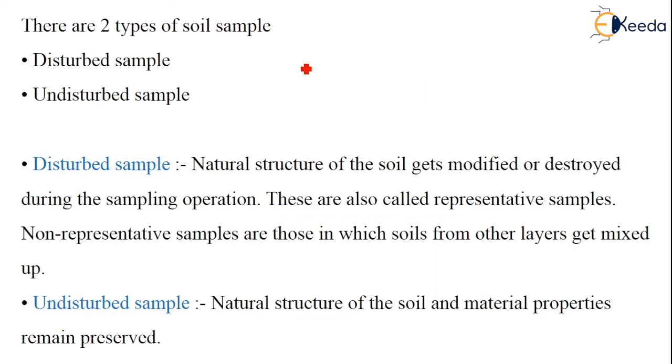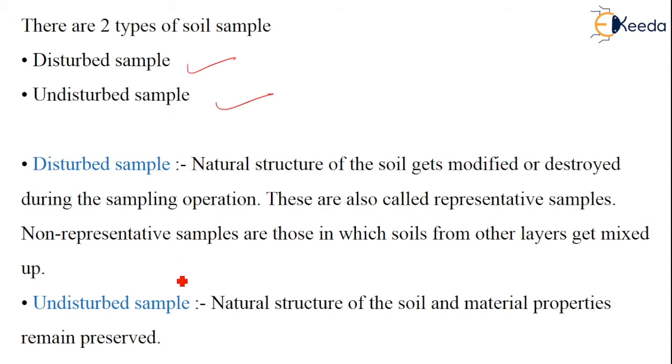Generally, there are two types: disturbed sample and undisturbed sample. What do you mean by disturbed sample? The natural structure of the soil gets modified or destroyed during the sampling process. So these are also known as representative samples. There are also non-representative samples, which are those in which soils from other layers get mixed up.